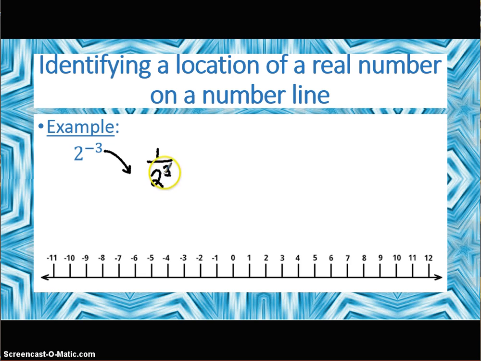Now, what does 2 cubed mean? That means 2 times 2 times 2. 2 times 2 is 4, times 2 is 8, so we get 1 over 8. Now we convert that to a decimal. 1 inside, 8 is our divisor. Add 2 zeros so we know how to round it.